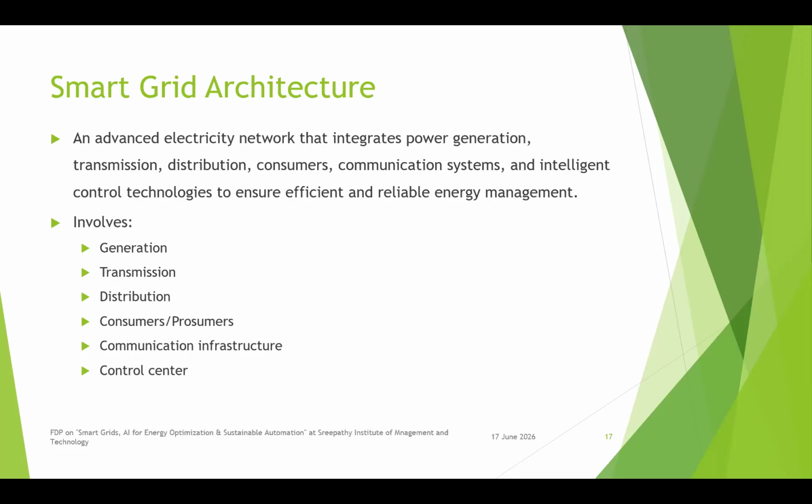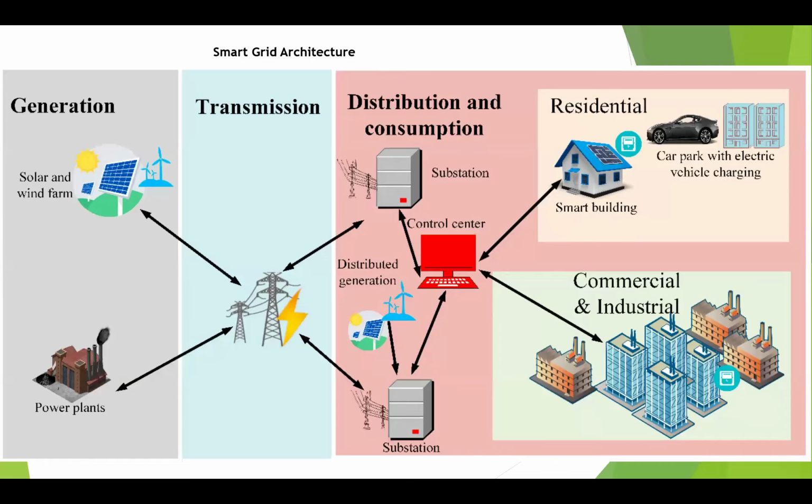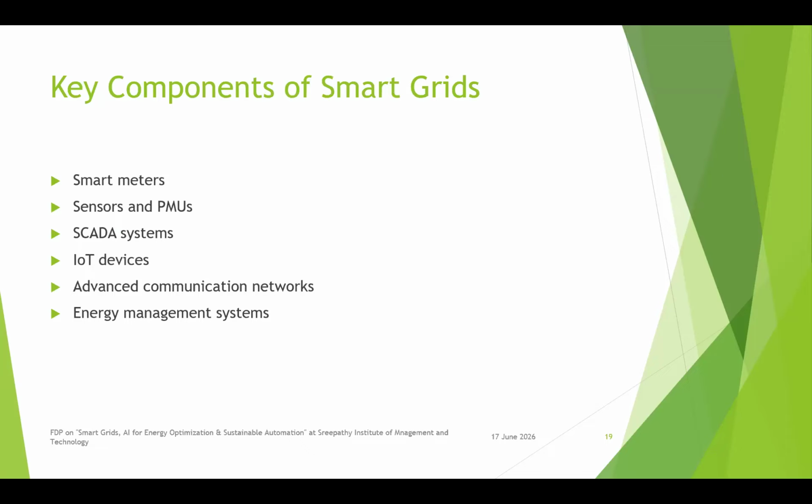Then it has energy management systems. The energy management system is shortened as EMS. EMS is nothing but a software unit which can analyze the data from the smart grid, and it helps optimize energy generation, transmission, distribution, and consumption.